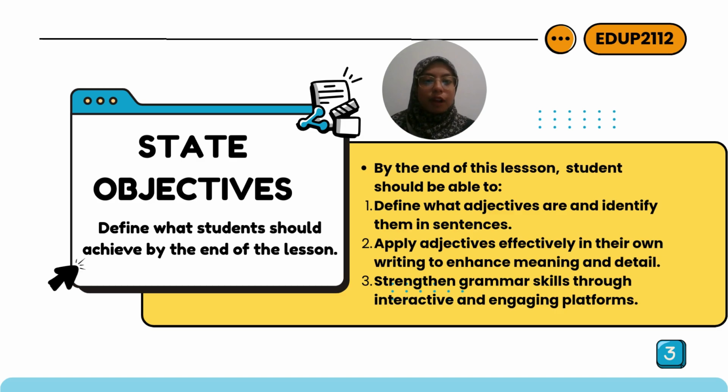The second step of the Assure model is to state objectives. You need to define what students should achieve by the end of the lessons. In my lesson plan, my objectives are that by the end of the lessons, students should be able to define what adjectives are and identify them in sentences. The second one is students should be able to apply adjectives effectively in their own writing to enhance meaning and details. The third one is students should be able to strengthen grammar skills through interactive and engaging platforms.